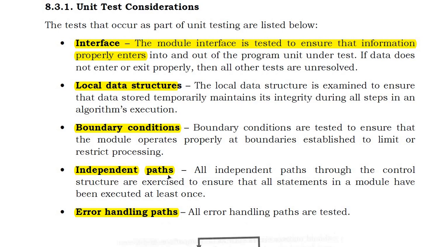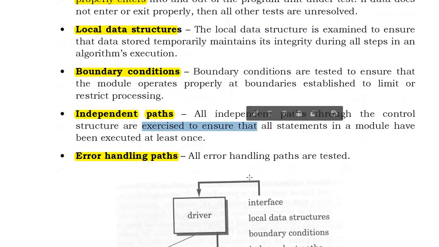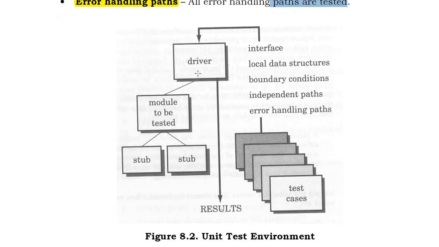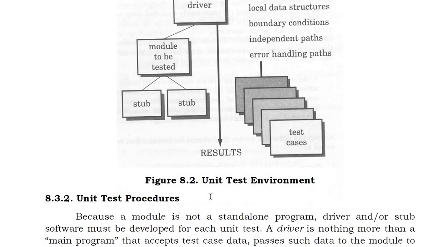Interfaces are tested to ensure information is properly entered, and the data structures are examined for correctness. The boundary conditions are tested to ensure the modules operate in the correct manner. All independent paths through the control structure are exercised to ensure all statements are executed. Error handling paths are tested and verified. These are the unit test considerations, and this is the unit test environment.